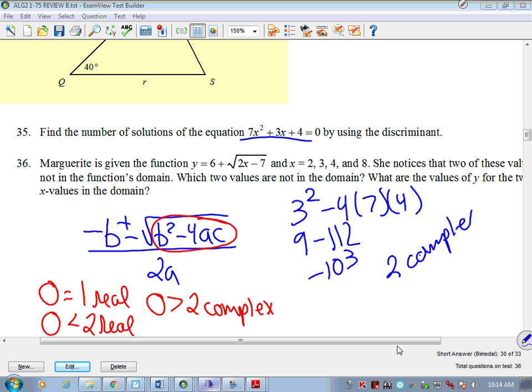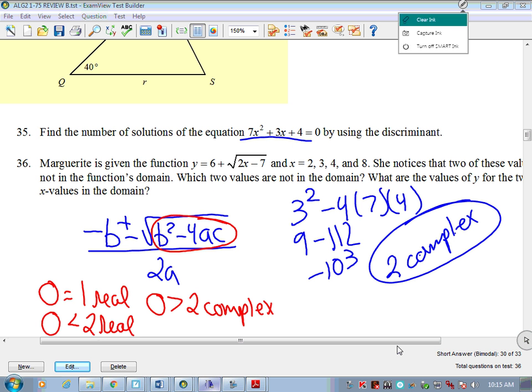What's it say at the bottom? 2 complex. Okay, not 2 as in T-O-O, like, oh man, that's too complex. It's 2 as in the number 2. Okay, do we understand that now? Hopefully that was a good refresher.